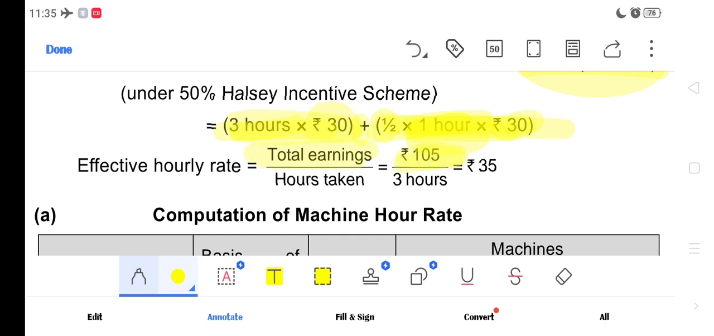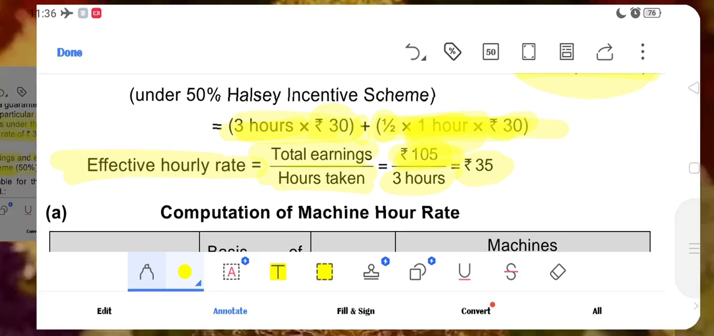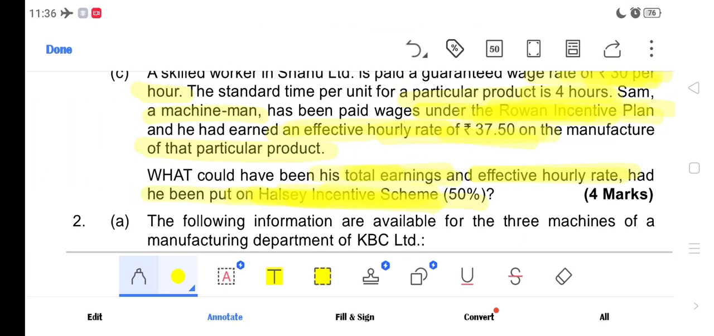Now they have asked total earnings along with effective hourly rate. What is effective hourly rate? It's nothing but total earnings by hours taken. Total earnings are 105 and he has taken 3 hours, so the effective hourly rate is 35 rupees. Effective hourly rate under Rowan is 37.5 and under the Halsey method it is 35. So total earnings and effective hourly rate are done, completing the C bit of question number 1.